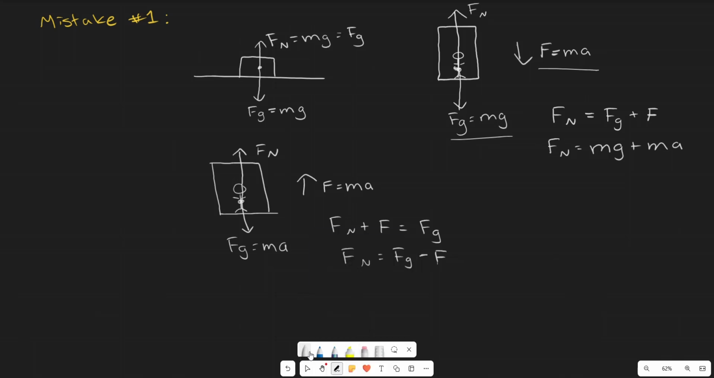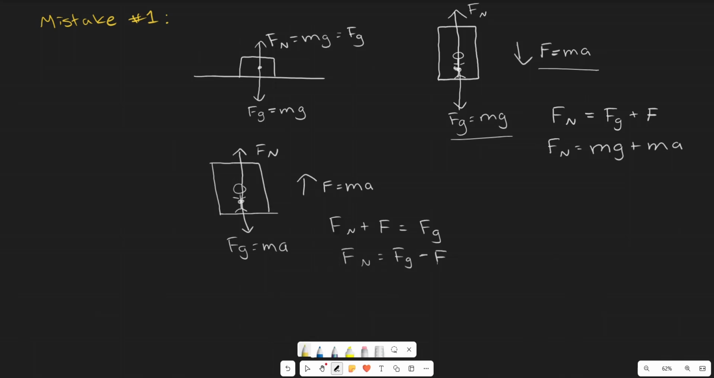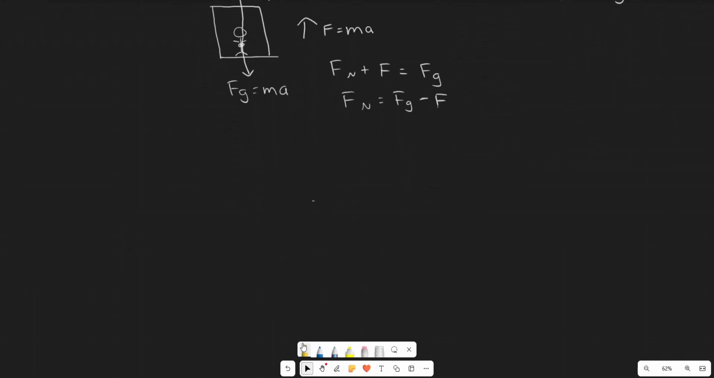Okay. Now let's see mistake number 2. Mistake number 2 is about Newton's third law now. It's not really a mistake, it's just a misconception. But it's pretty important.